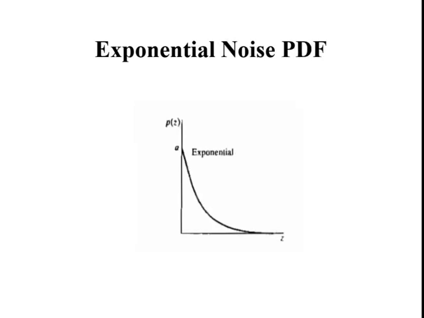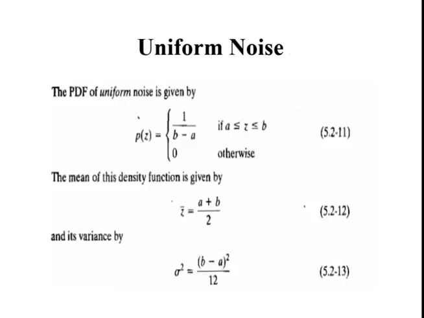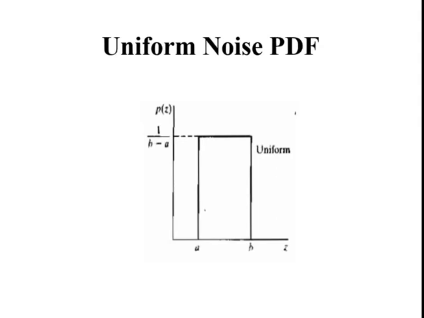Then next is uniform noise. The PDF of uniform noise is given by the formula P of z is equal to 1 upon b minus a if z is from a to b, and P of z is 0 otherwise. The mean of this density function is given by the formula z bar is equal to a plus b by 2, and the variance is given by the formula sigma square is equal to (b minus a) whole square upon 12, and the plot for this uniform noise density is as shown in figure.